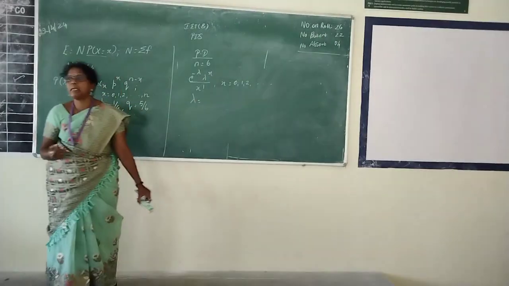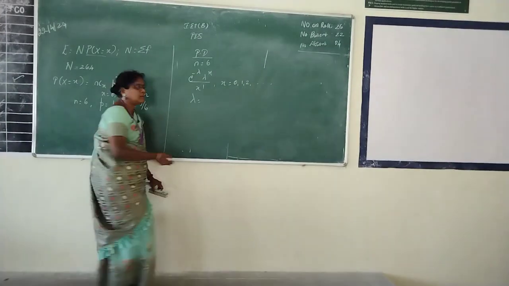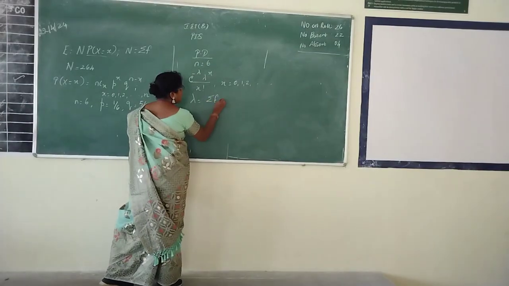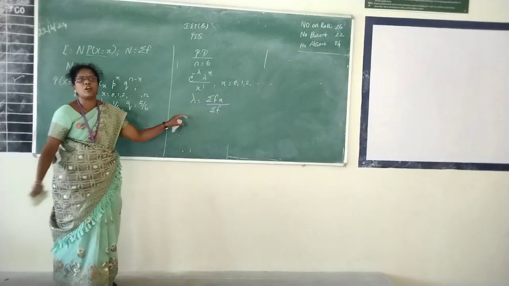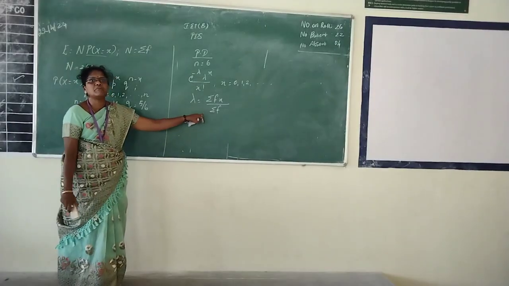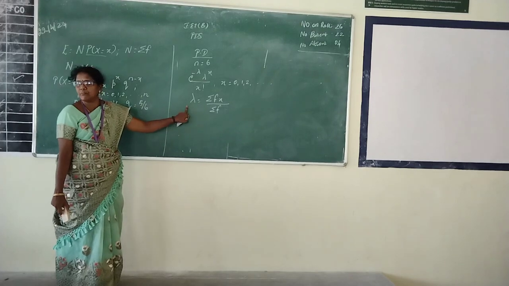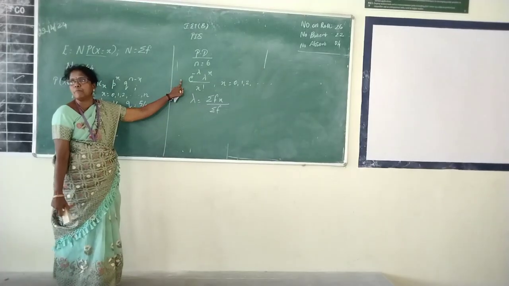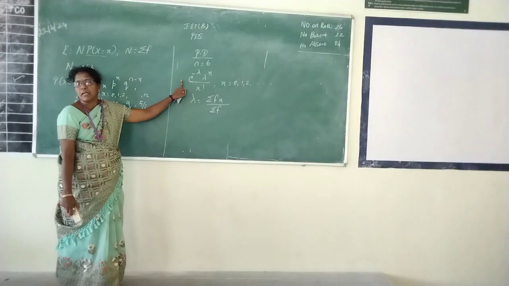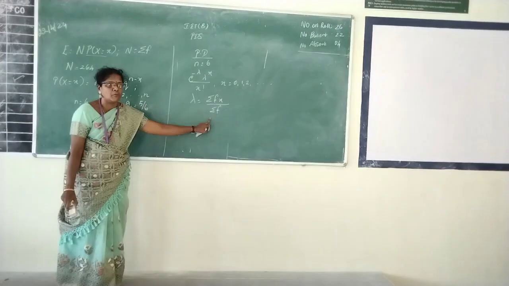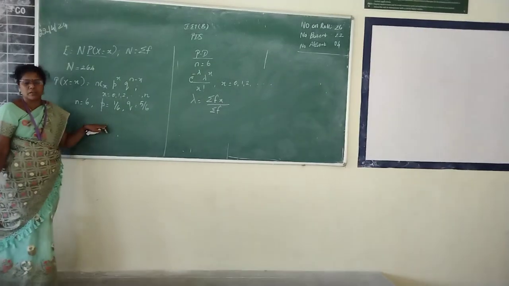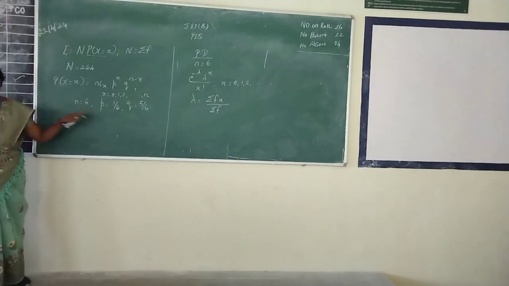Lambda is the mean. What is the formula for mean? Summation of fx divided by summation of f. This is the mean formula along with frequency. Make use of this formula, get the lambda value, and then substitute and define your Poisson distribution. Can you understand now? Poisson distribution means you define the lambda using this formula. If you are going to solve by binomial, you need three values: n, p, and q.